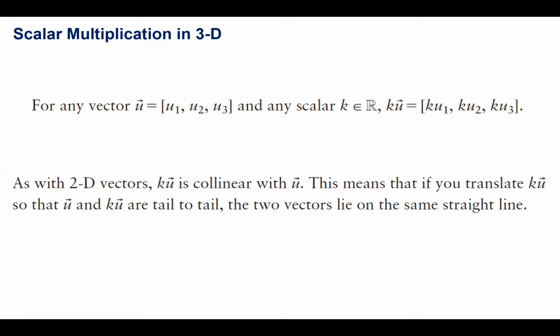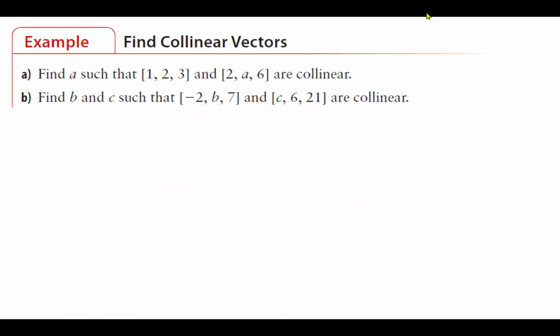All right, so if we have this rule for scalar multiplication in 3D, then let's consider an example here. Question A: find a such that (1, 2, 3), this is a vector, and another vector, (2, a, 6), are collinear. Question B: find numbers b and c such that (-2, b, 7) and (c, 6, 21) are collinear. I'll give you 5 minutes to consider this question by yourself first.